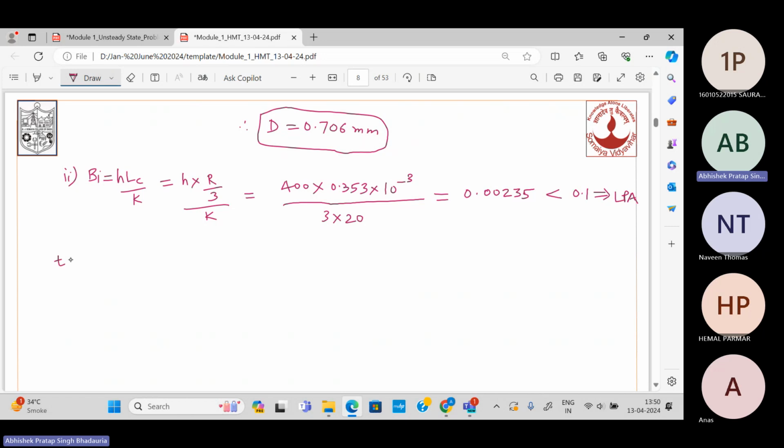So the expression is (T minus Ta) divided by (Ti minus Ta) is equal to e to the power minus hAs divided by rho Vc multiplied by tau, and it is equal to e to the power minus Biot number into Fourier's number. So this is the expression.